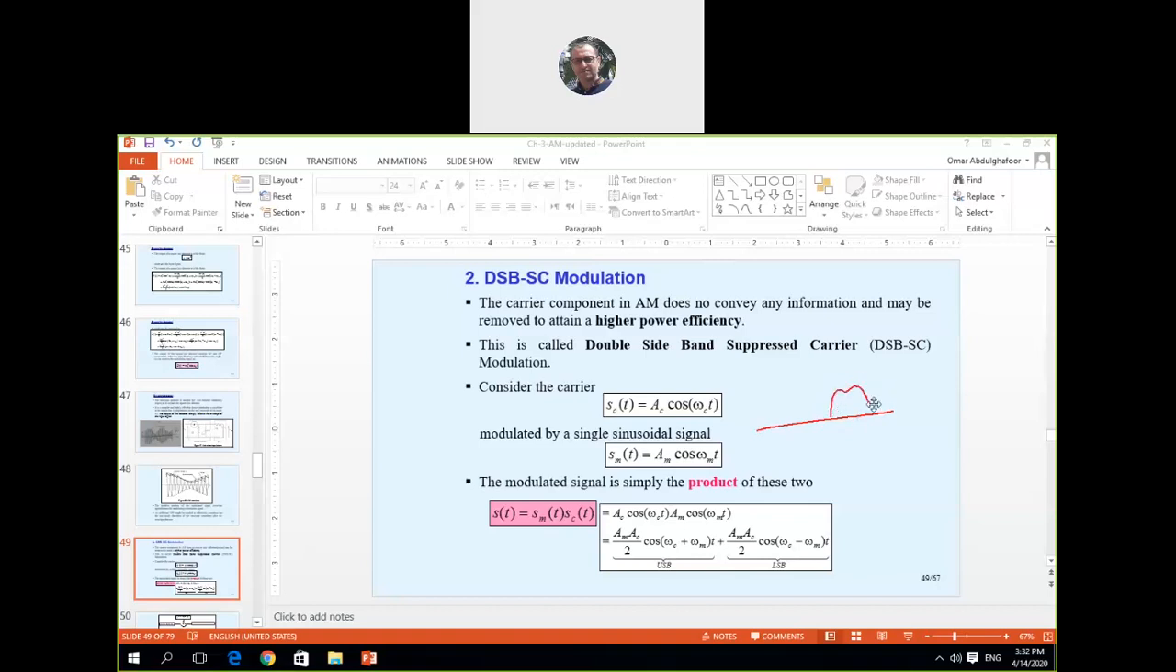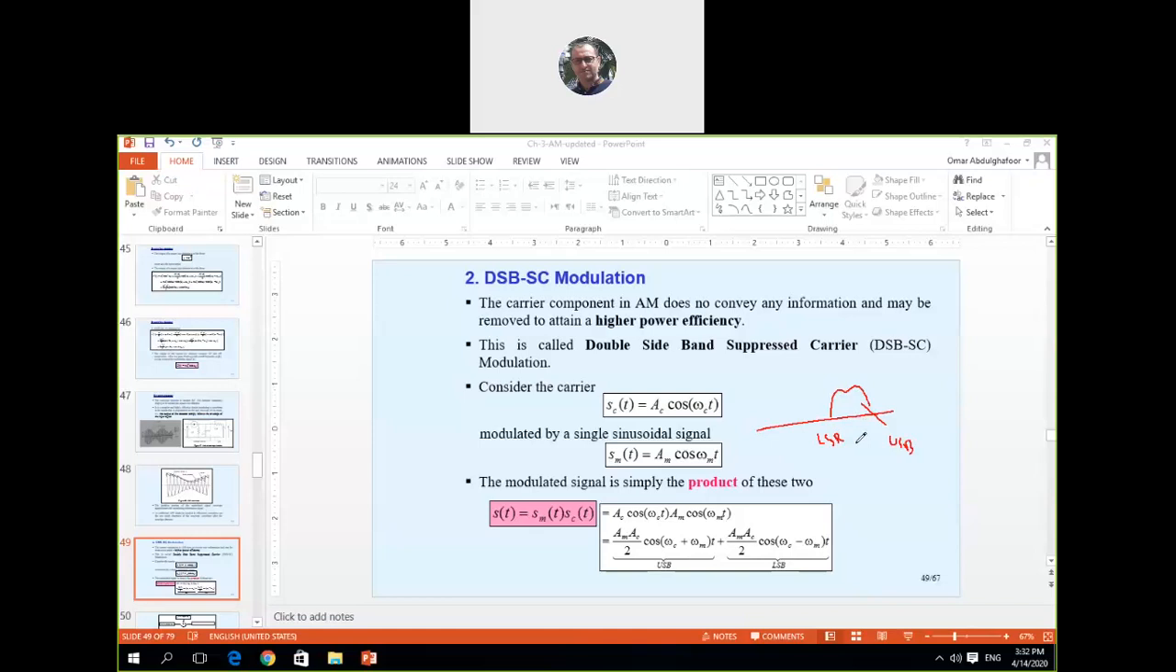Like this signal, we have the upper sideband and the LSB, which is the lower sideband. So when we say double sideband, that means we have upper sideband and lower sideband. Suppressed carrier means we don't have any carrier in between. We are going to suppress, we are going to remove the carrier.